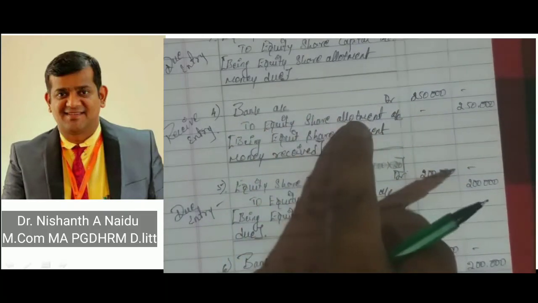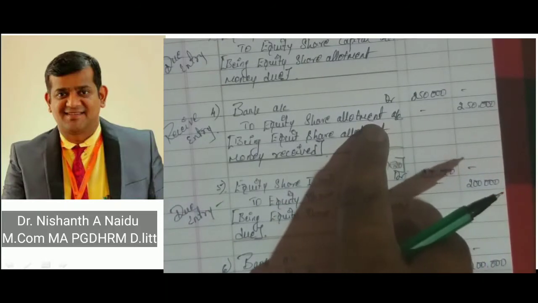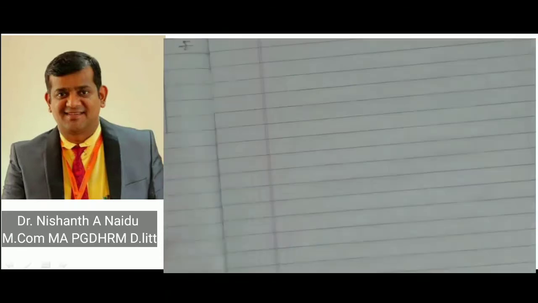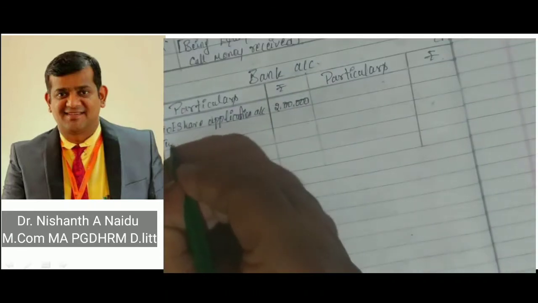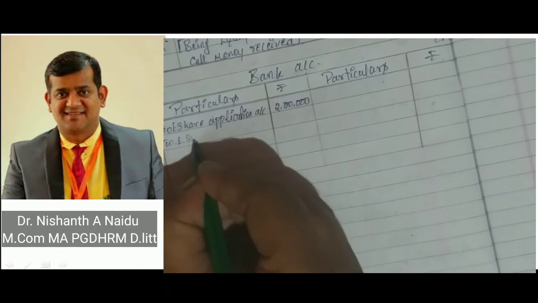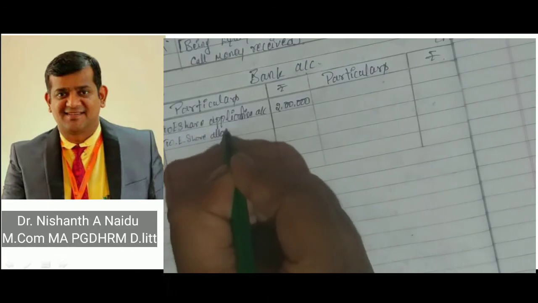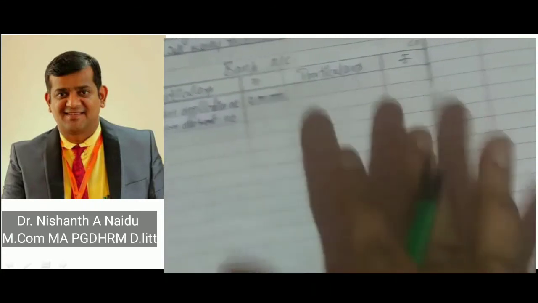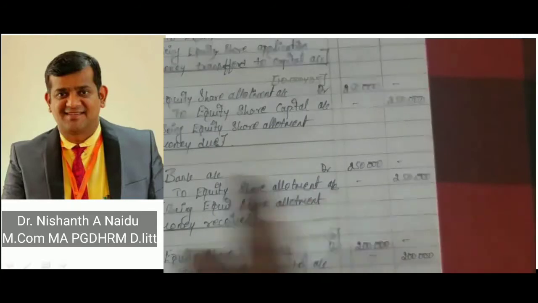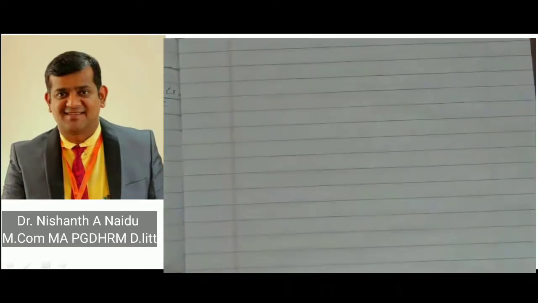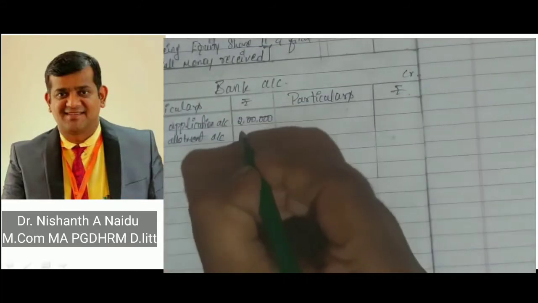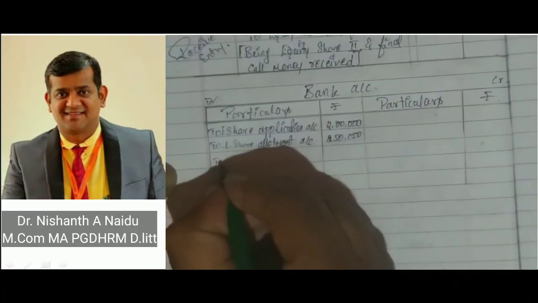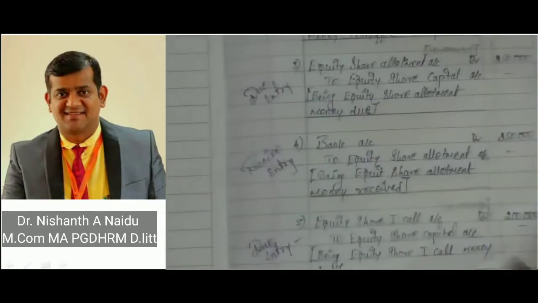But what is this? To equity share allotment. Towards equity share allotment is there. Okay, so now what I am doing? To equity share allotment account. So much. I forgot the amount. So that is 2,50,000. Okay. So how much? 2,50,000. I'm done with the fourth entry.